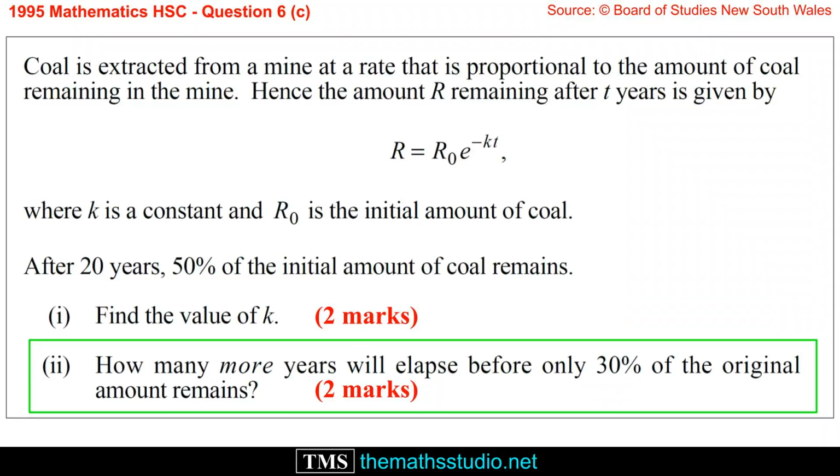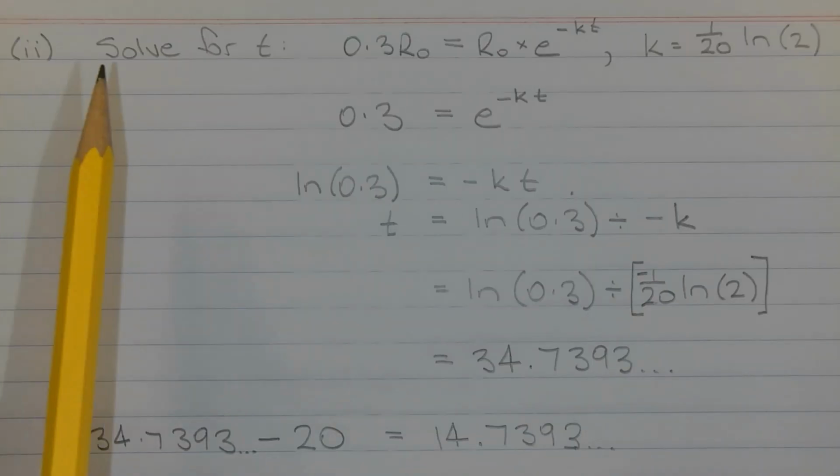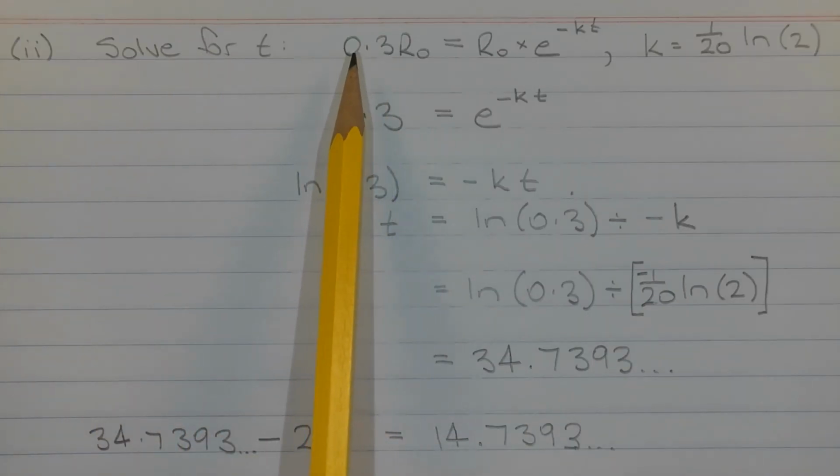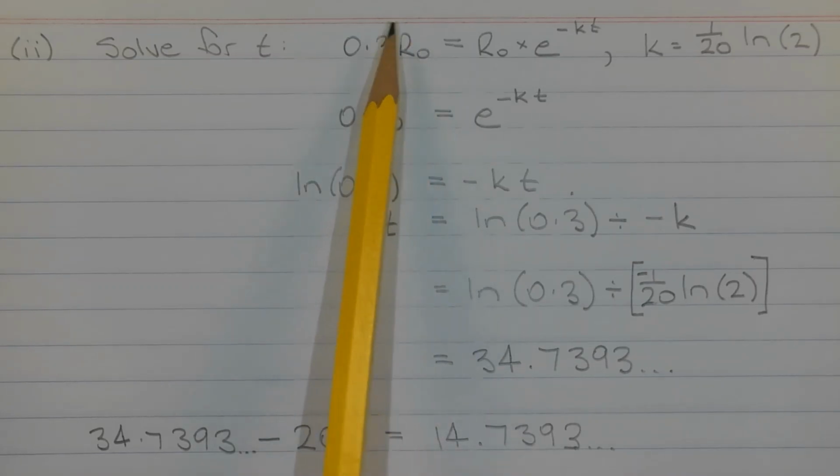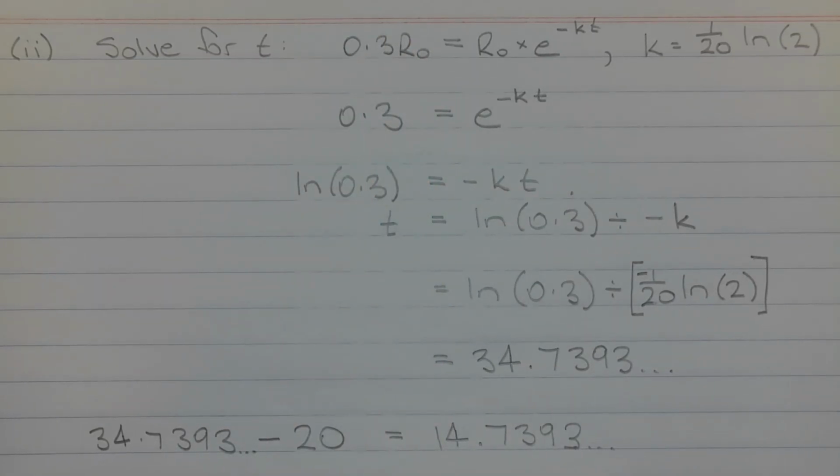Part 2. How many more years will elapse before only 30% of the original amount remains? Solve for t the equation 0.3 R0, which represents 30% of the original amount of coal in the mine, equal to R0 times e to the power of negative kt, where k is equal to 1 over 20 times ln of 2, which is the value of k that we found in part 1.